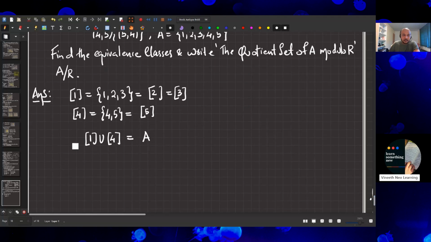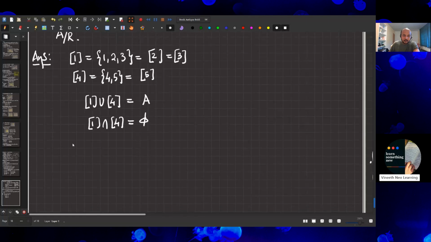And we can also see that 1 intersection 4 is a null set. So this is a partition. That actually is a test for whether it is an equivalence relation. To check whether a relation is an equivalence relation, we have to find the equivalence classes and show that they form a partition. That's also a way of showing whether a relation is an equivalence relation or not.